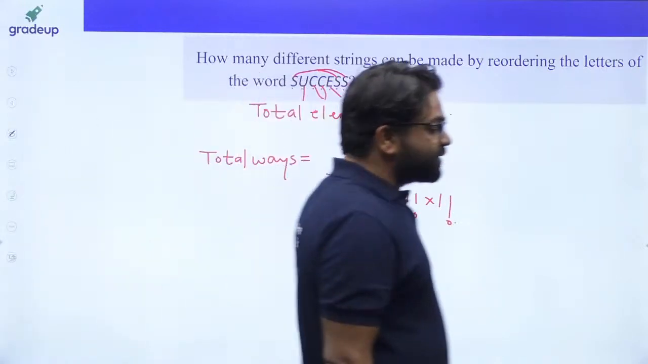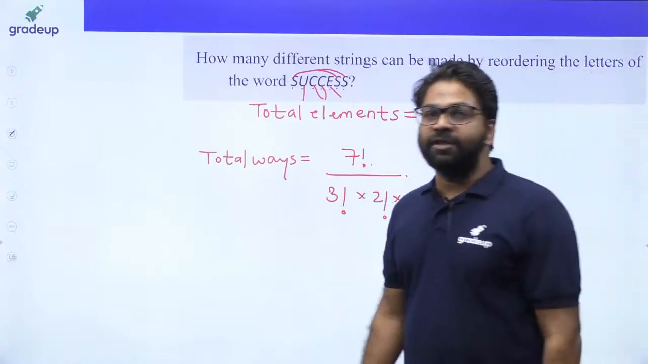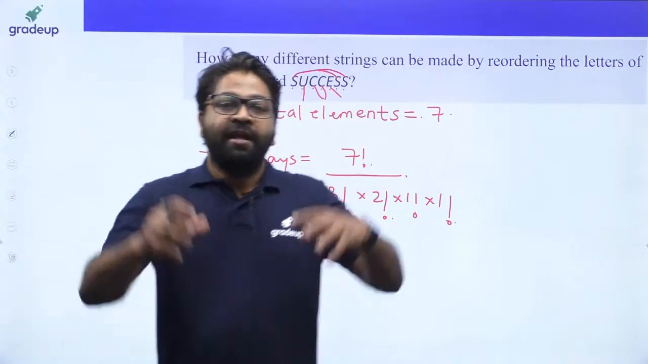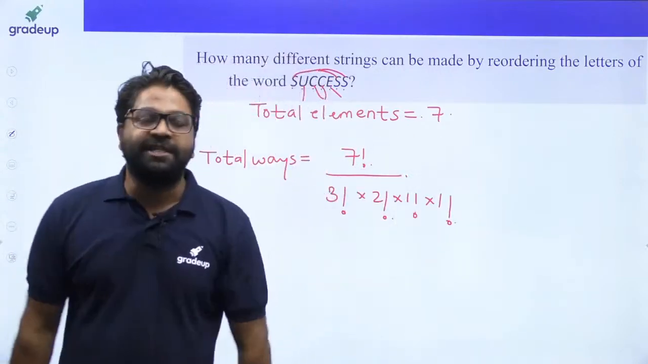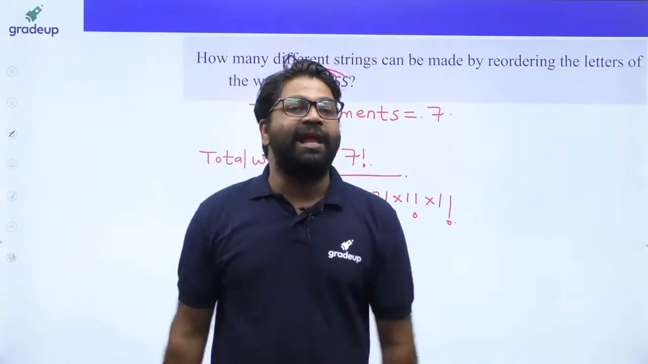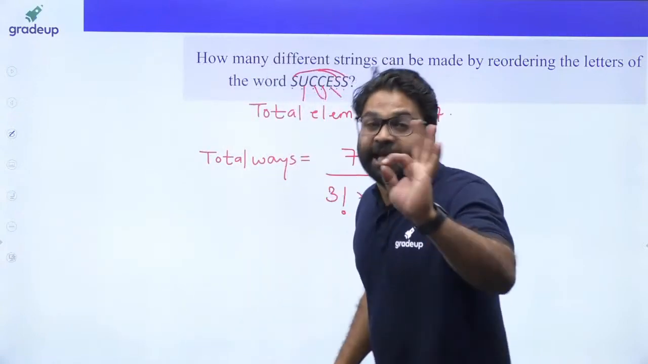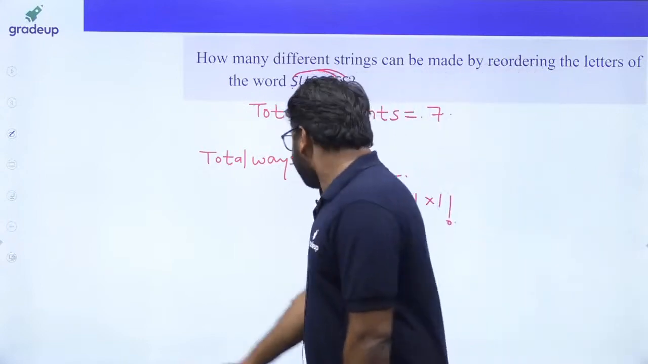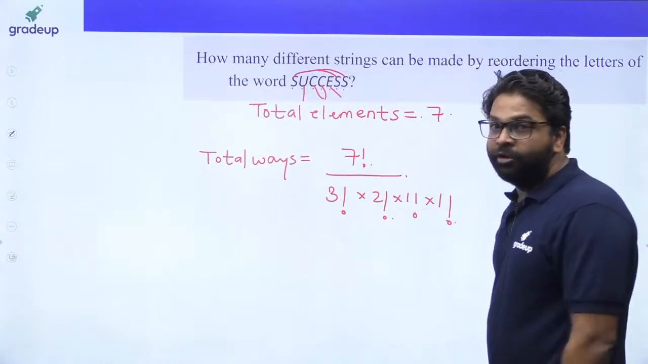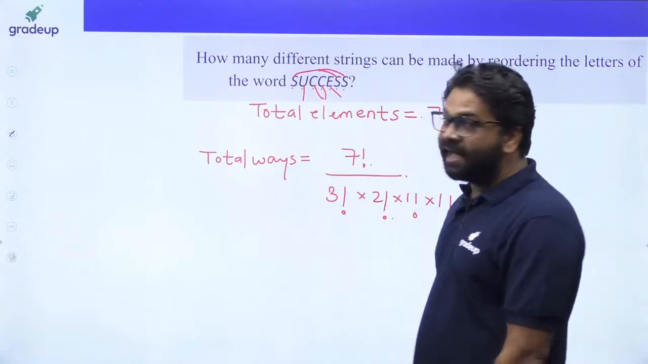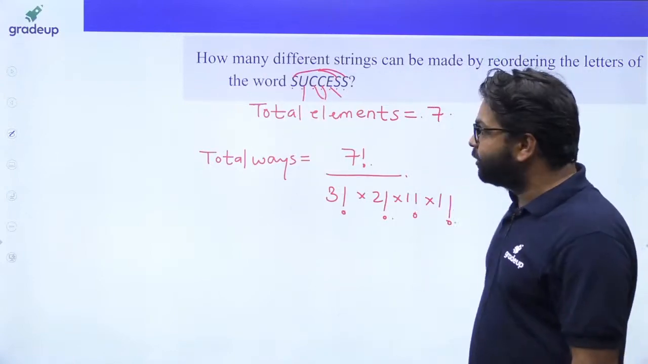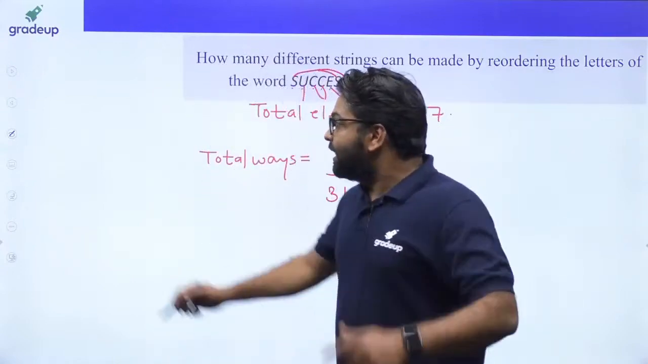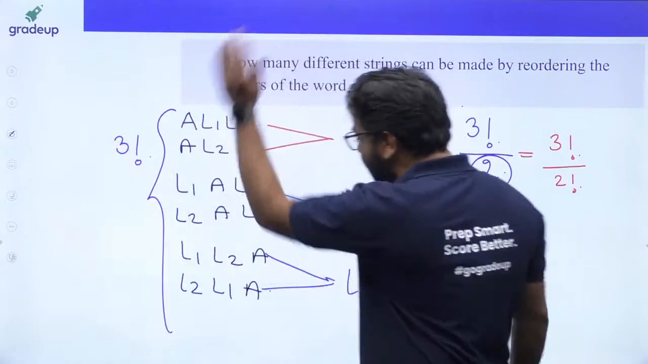If you want to understand this type of question, you can easily learn the way I taught just 2 slides back. That gives you the visualization of why we are doing it. If anyone wants to understand why we are dividing by 3 factorial, or why we divide by 2 factorial for the repeated C, let me give you the visualization of that with the help of this.